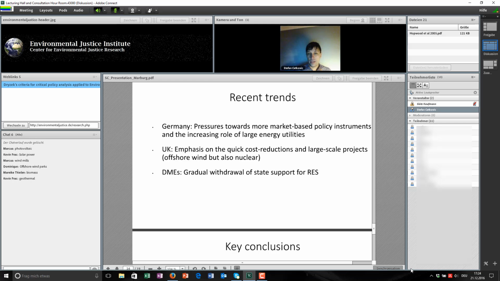In the UK, again, the UK tried to invest some effort in promoting these technologies, but there is a strong emphasis on quick cost reductions and large-scale projects, so not really empowering citizens, but rather focusing on large-scale projects, particularly offshore wind, and they are also considering building new nuclear power plants. And in the private market economies, after the shock that some of these countries witnessed, most of them have basically abolished their support schemes for renewable energy sources, and we still don't know what will happen in these countries in terms of future growth.